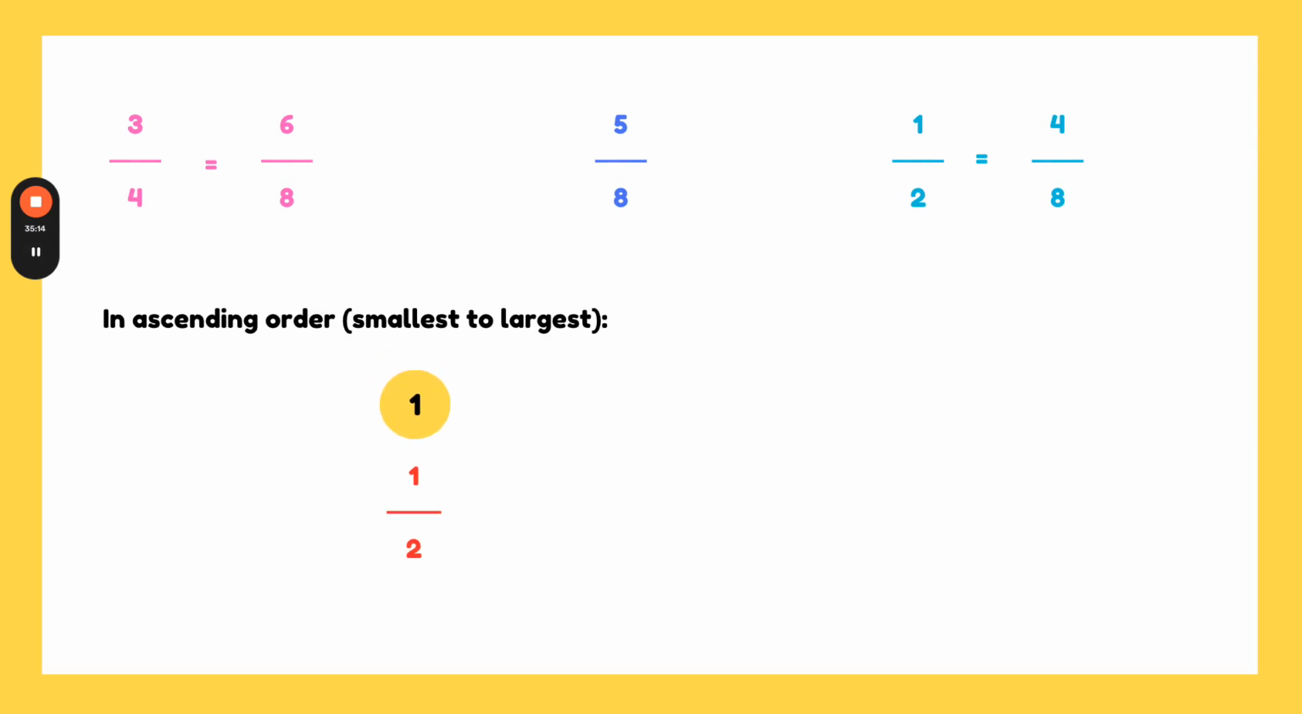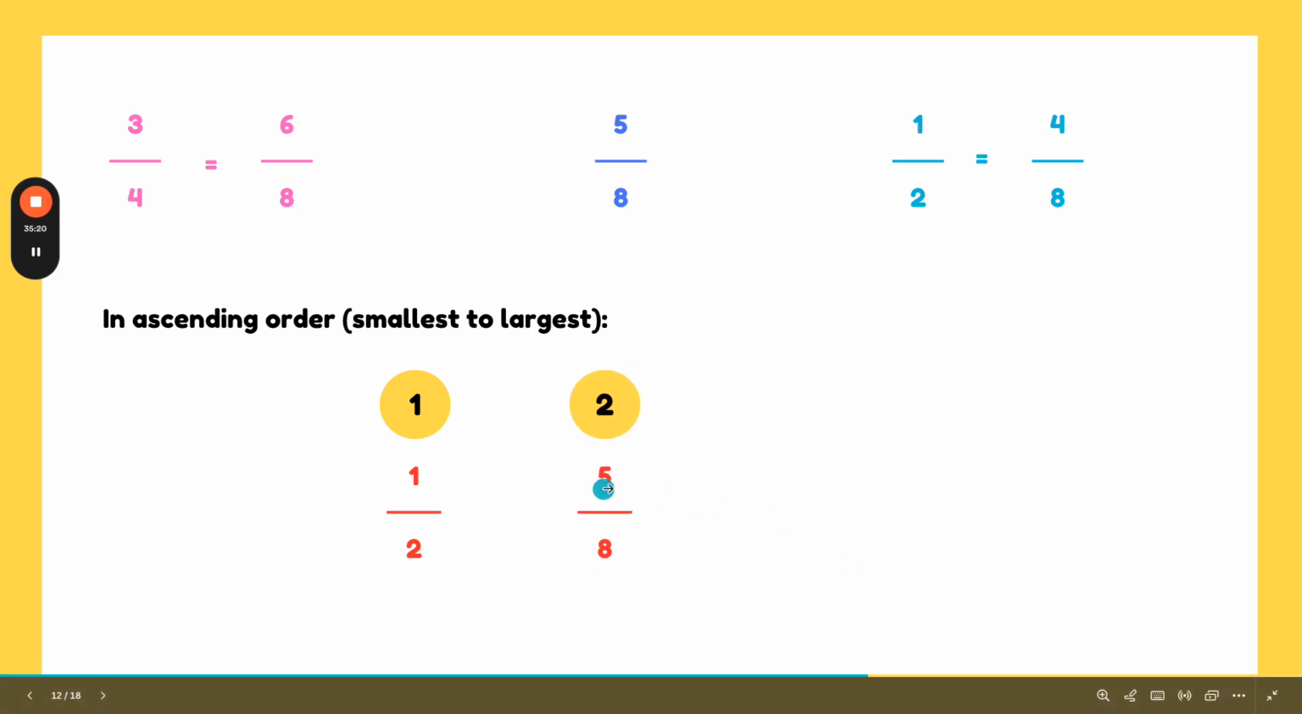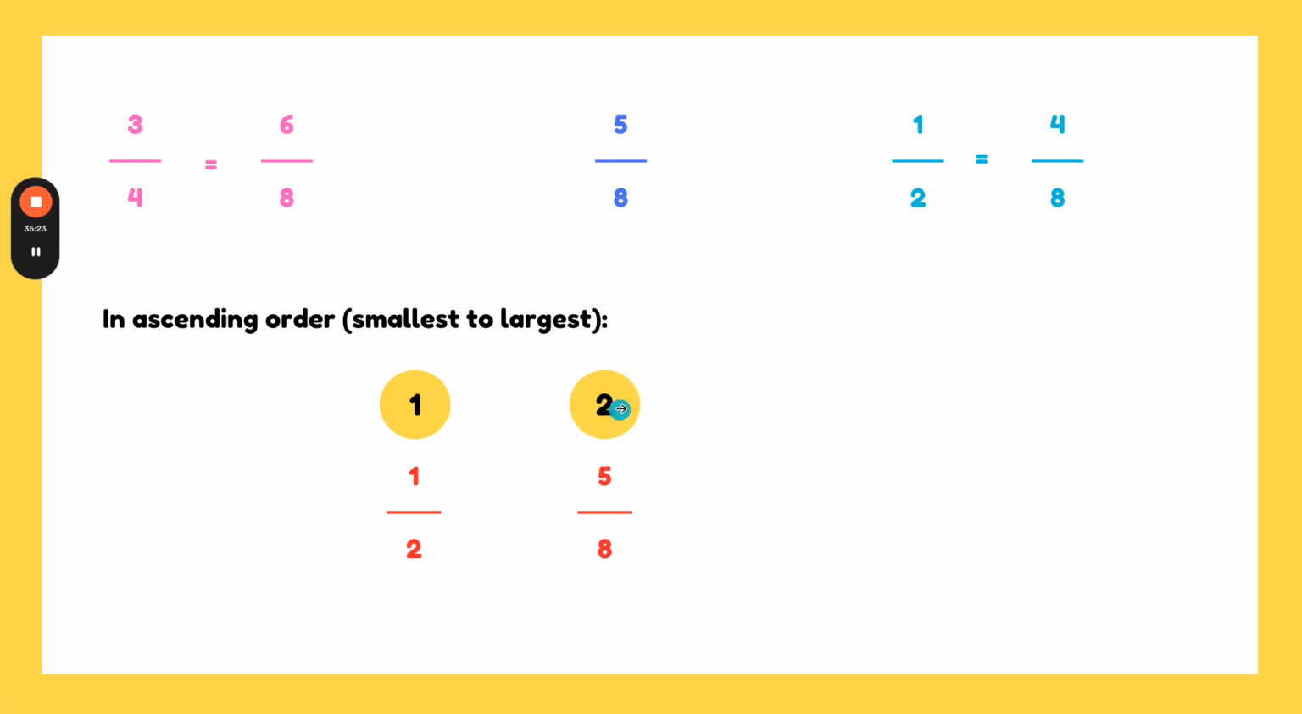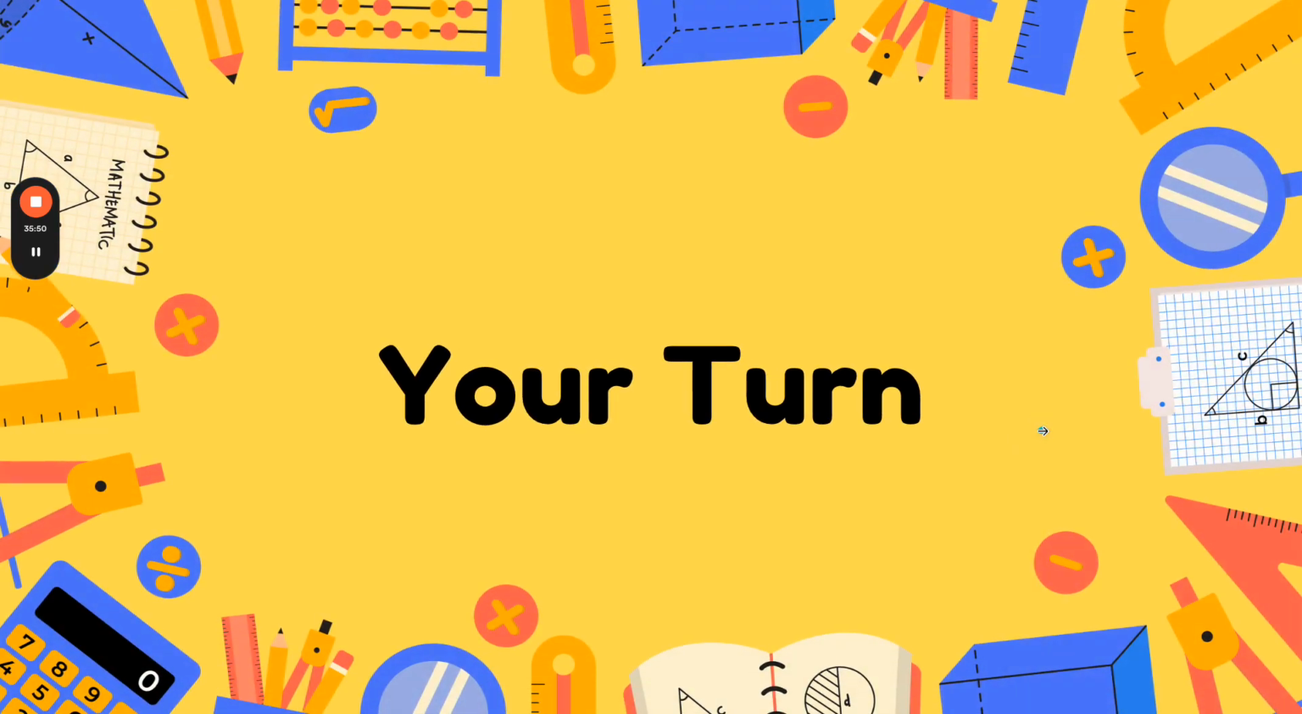So in ascending order, we have 1/2, which is 4 over 8. Second smallest, 5 over 8. And third smallest is 3/4 or 6 over 8. Hopefully that should make sense. And that is how you would order fractions with different denominators. Now it's your turn to have a go at some questions.